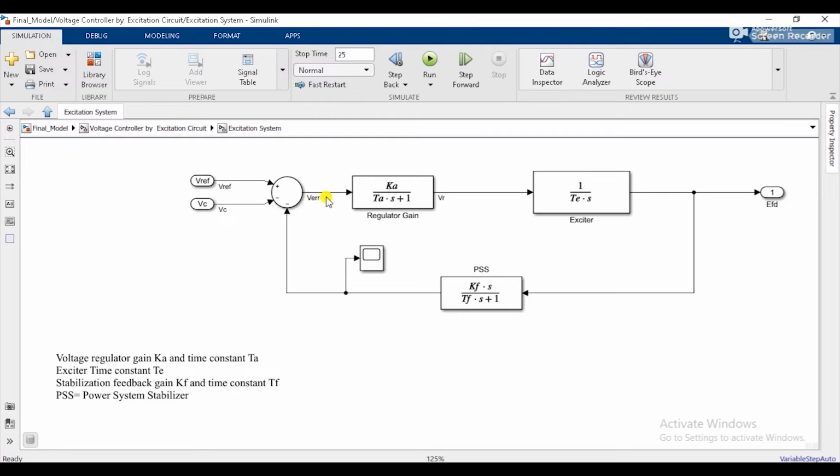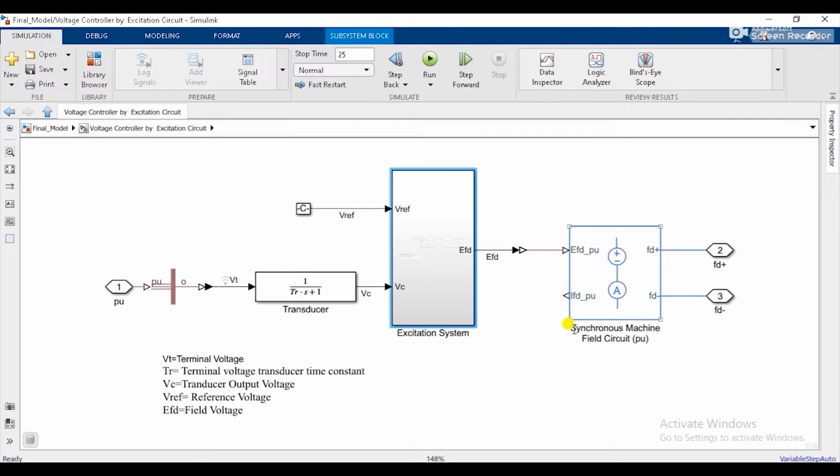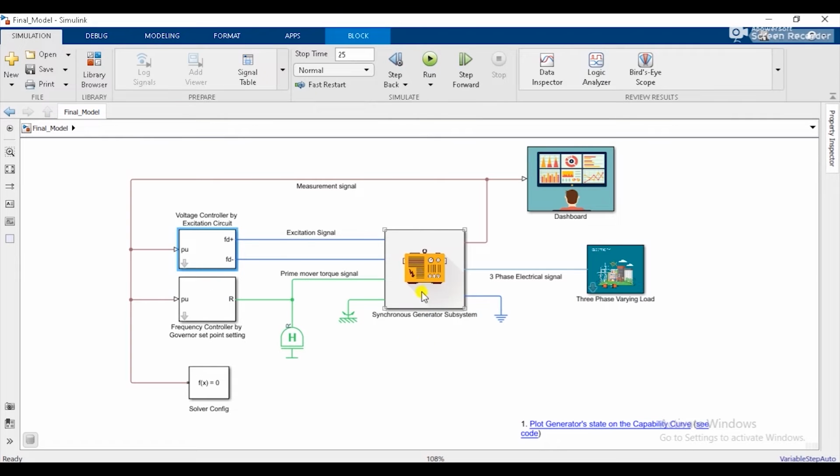Our main purpose is to reduce this error so that the terminal voltage can hold a stable value near this reference voltage. The error is amplified and the amplifier is represented by its gain K and time delay T. Regulator output is used to control the field voltage by a time constant T. A feedback block with gain Kf and time constant Tf is used to stabilize the system and damp out the oscillations. Finally, through a synchronous machine field circuit, we get Fd plus and Fd minus, which are the input field voltages in our synchronous generator.